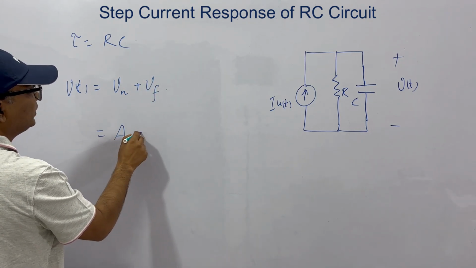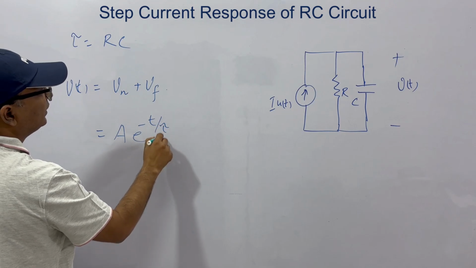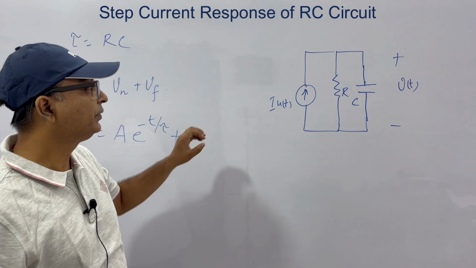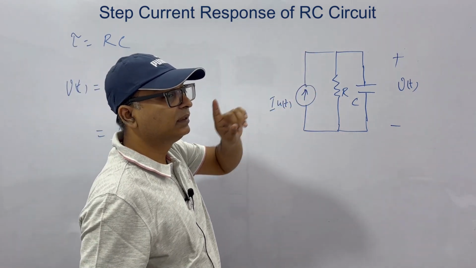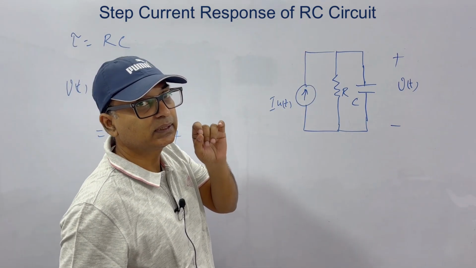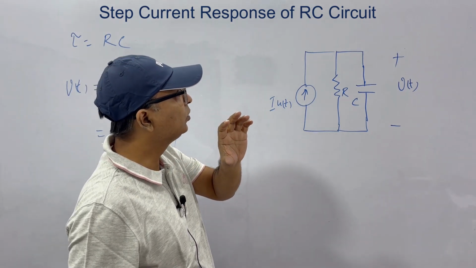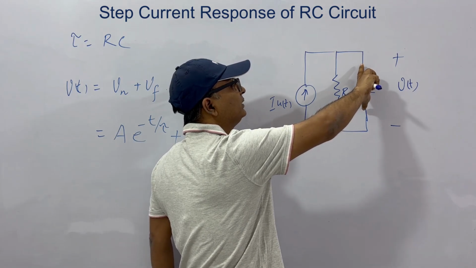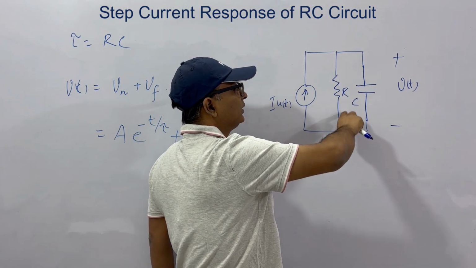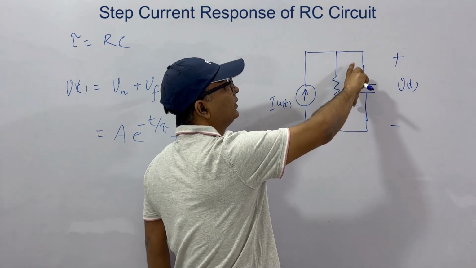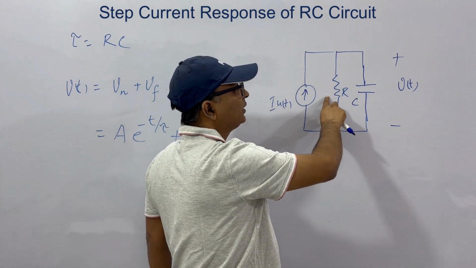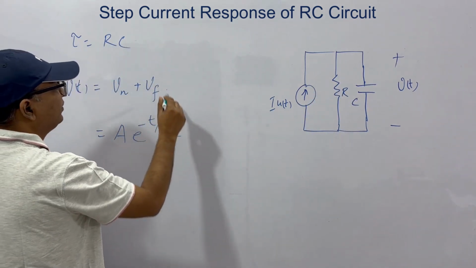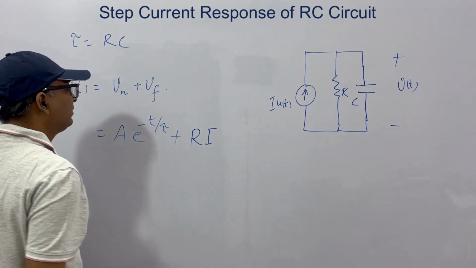What is the natural response? We know this is A e to the power minus t by tau. And what is the forced response? The forced response is the steady state value. At steady state, what happens? The inductor behaves as a short circuit and the capacitor behaves as an open circuit. So in steady state this capacitor behaves as an open circuit, which means all the current flows through the resistor. So the voltage across it will be R into I. So we have v_f equal to R I. So this is our equation.